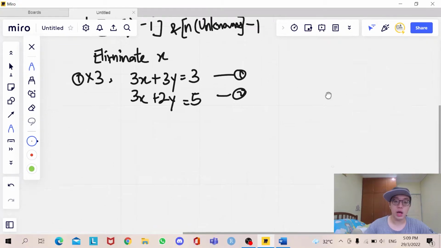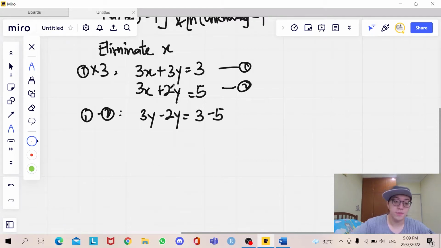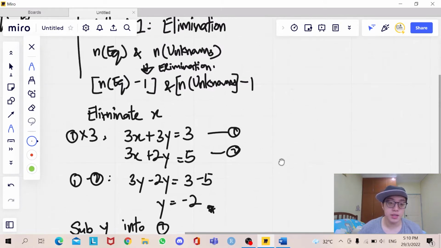So what you will need to do now is to subtract, either 1 minus 2 or 2 minus 1. I will just do 1 minus 2. You will get 3y minus 2y is equals to 3 minus 5. The 3x has been cancelled out through the subtraction. Therefore, you will get y equals to negative 2. And by subbing y into equation number 1 or equation number 2, it's your choice, we will get x minus 2 is equals to 1. Therefore, x is equals to 3. So you will get your answer right here. This is the first method, the elimination method.